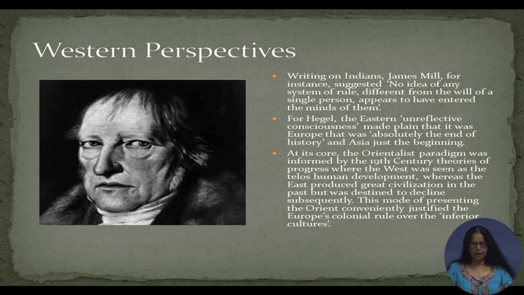We have some representative figures. James Mill, for instance, said that the East, particularly India, had no idea of any system of rule different from the will of a single person. And for Hegel, Eastern unreflective consciousness made plain that it was Europe that was absolutely the end of history. So, Asia was the beginning. Asia had no history, no culture, no civilization. This was the Hegelian view. So, at its core, the Orientalist paradigm was informed by 19th century theories of progress, where the West was seen as a telos of human development, whereas the East produced great civilizations in the past, but was destined to decline subsequently.